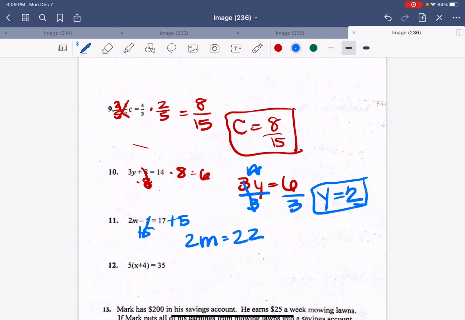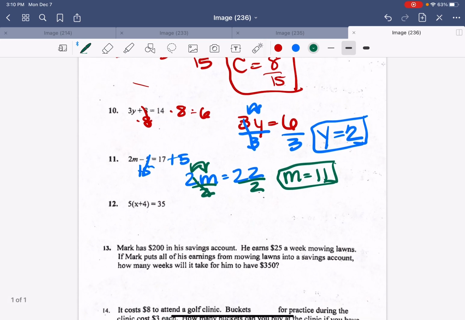Now my second step is to get rid of the number attached to the variable. So in this one it's 2. And right now it's multiplying, so I'm going to divide by 2, and then I have to do that to the other side. So 22 divided by 2 is 11. So m equals 11. Okay.